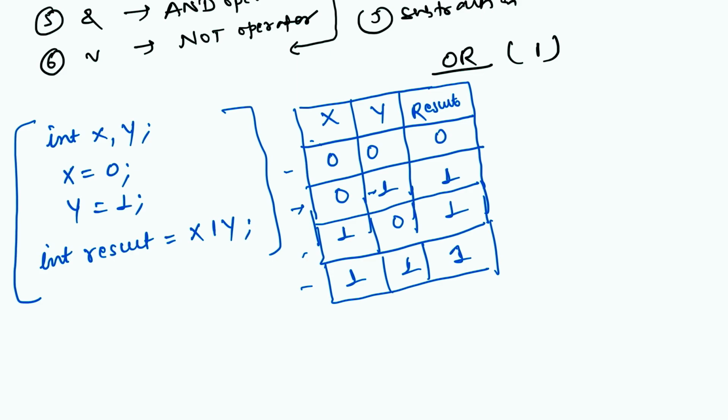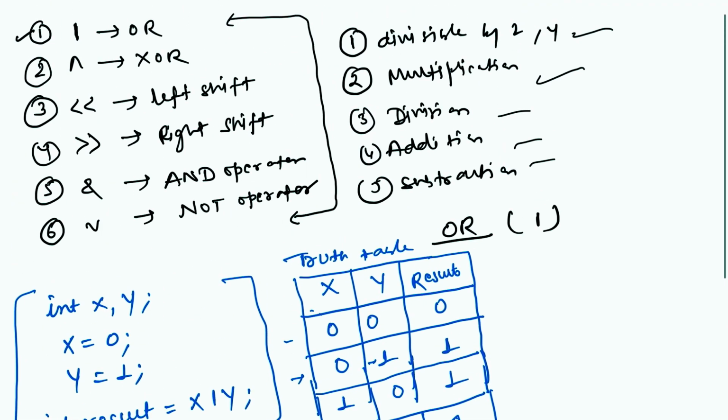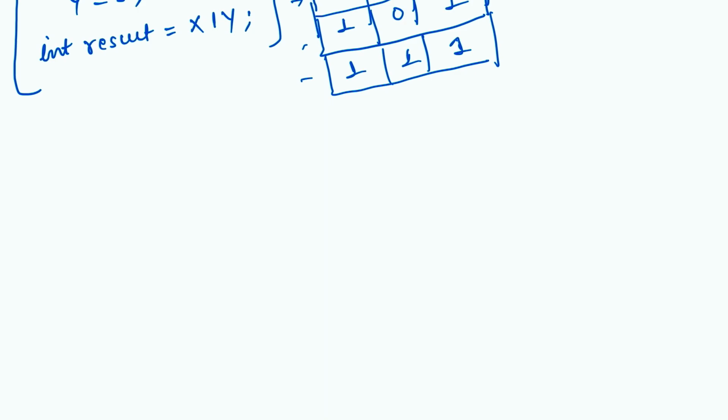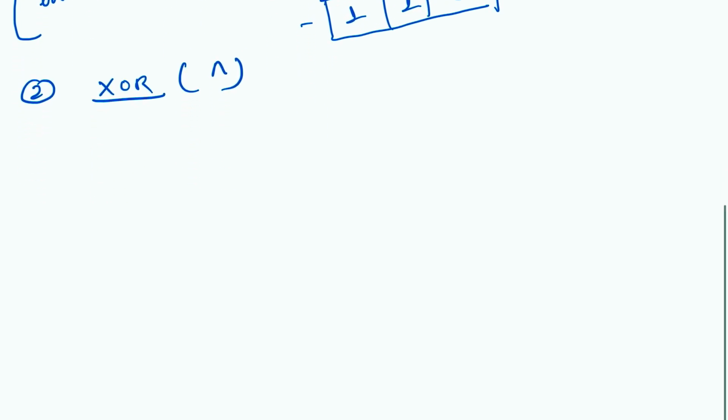Now, for the second, the XOR operation, if you understand how it is, this is basically what we are calling the truth table. Now, if we move to the next, the next is XOR. We have a sign like this to represent the XOR operation. So basically what it does, if we go with the truth table.